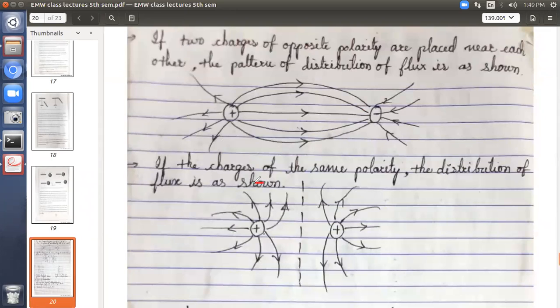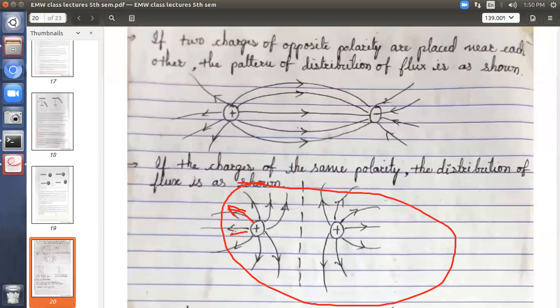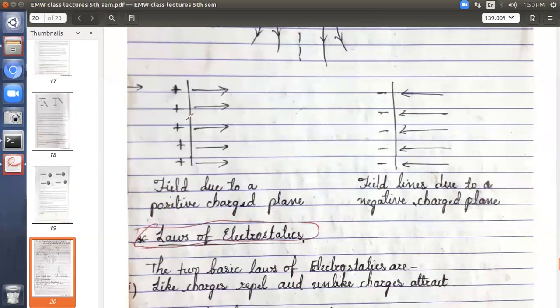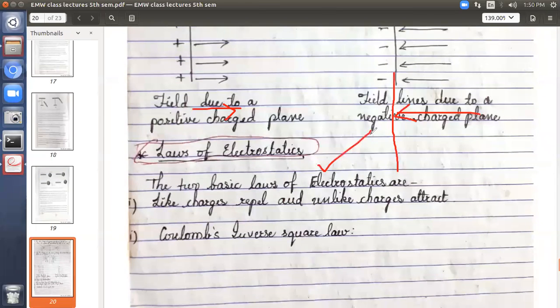Similarly, if two charges of the same polarity are kept, either positive or negative, see here, they both are positive, so they are diverging, going out in both directions. But near the touching region, the space in between them which is close, they are moving out. They are not coming together like this. They are moving out from each other. This is the convention. Field lines, positive means diverging, negative means converging on a surface.